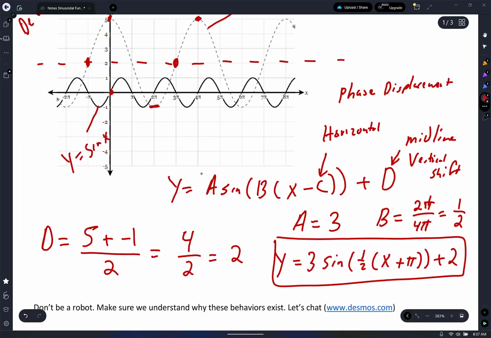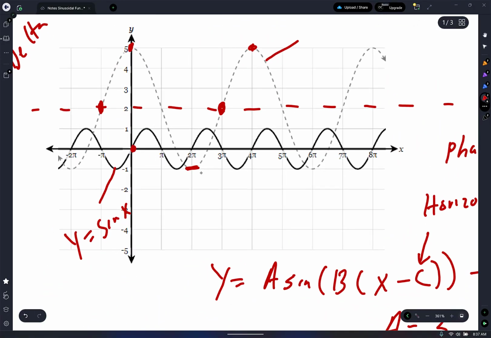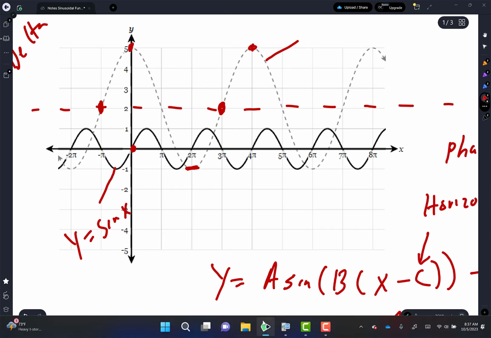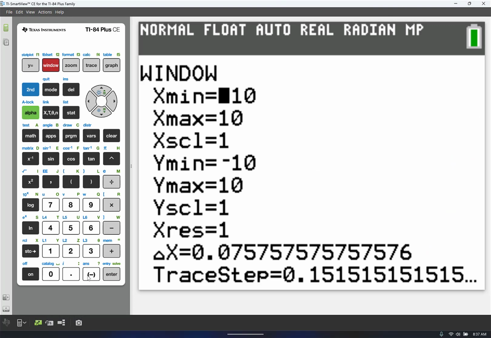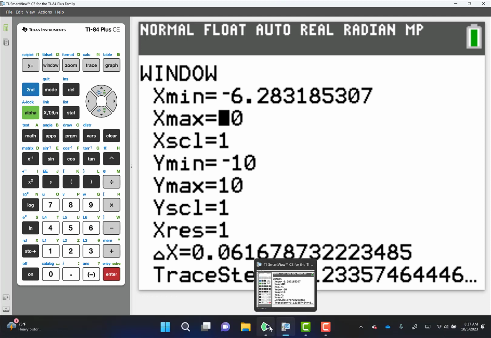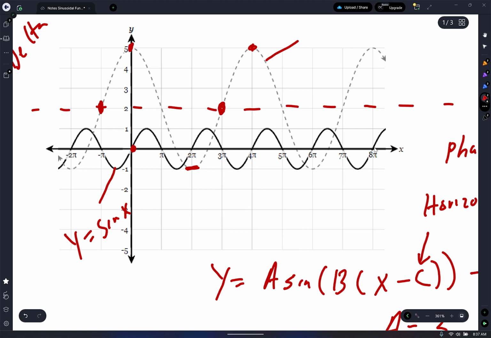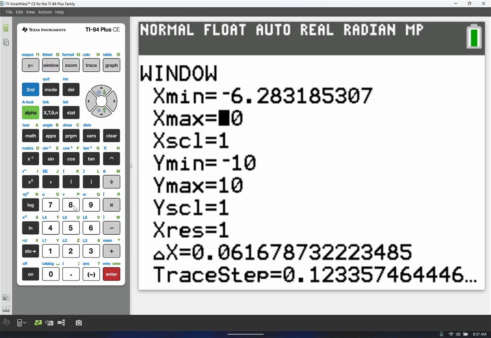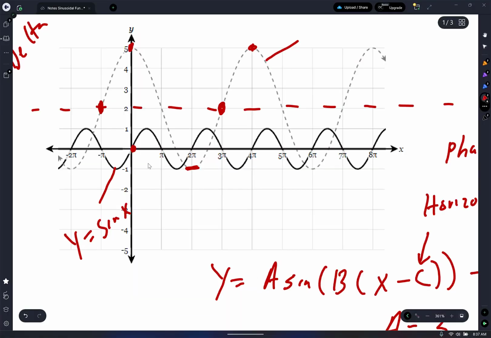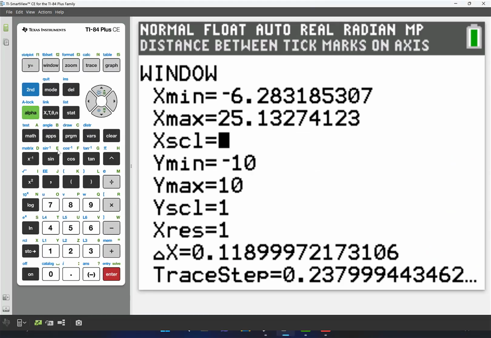Look at this window. I'm going to make my window look like this. Notice the leftmost x value is negative 2 pi. So I click on window, and where it says x min, put negative 2 pi. Notice my biggest x value, it looks like 8 pi. Do you guys see that? So go to window, where it says x max, put 8 pi. X scale, notice that the scale here goes by pi. Pi, 2 pi, 3 pi, 4 pi, 5 pi. So for x scale, I'm going to put by pi.